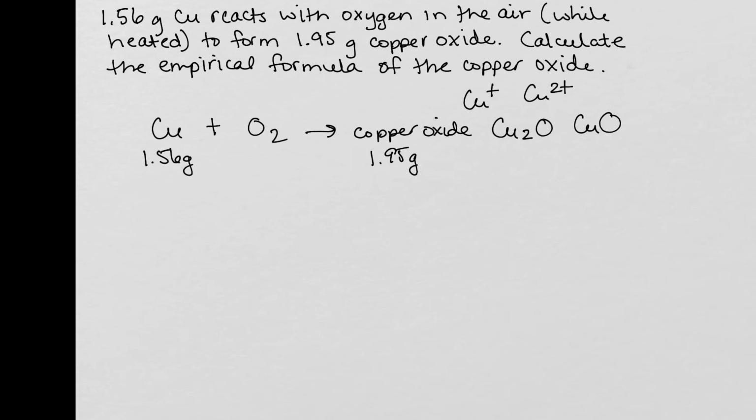So I know that 1.56 has to add to something to give me 1.95. So if I subtract 1.95 minus 1.56, I get 0.390 grams of oxygen.